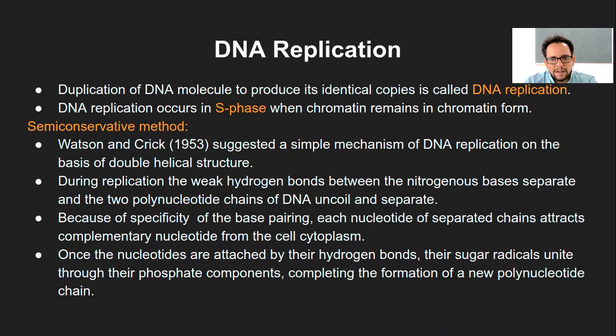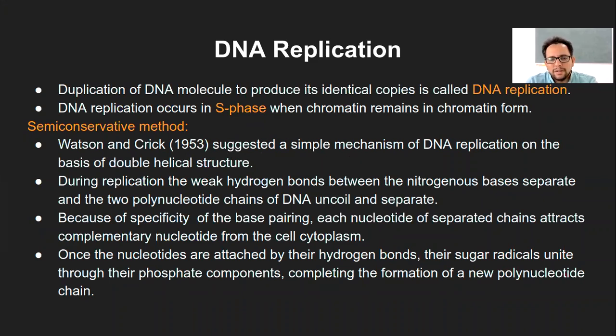Now, this particular DNA replication is of a type called the semi-conservative method. We will talk about these different types shortly. Why was it thought to be semi-conservative? What does semi-conservative mean, and so on? That we'll see. Watson and Crick in 1953 suggested this simple mechanism of DNA replication.